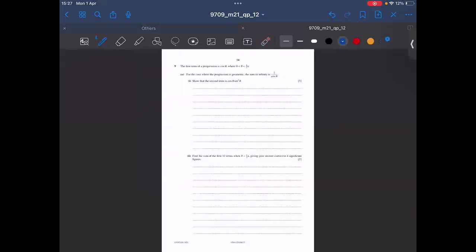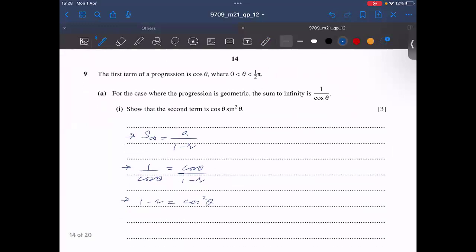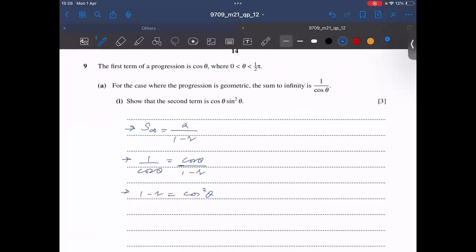Imad Ahmed, next question. Imad, can you just tell me what the first term of the progression is: cos theta. And the progression is geometric, the sum to infinity is 1 over cos theta. So it's 1 over cos theta, its sum to infinity. A is cos theta divided by 1 minus r. So 1 minus r is equal to cos squared theta. Am I doing something wrong? No, I'm not. 1 over cos theta is the sum to infinity.